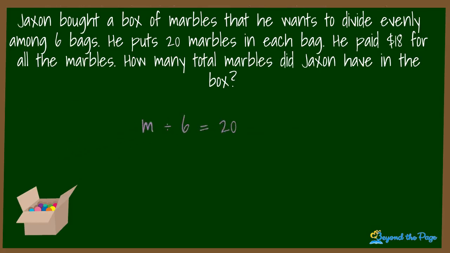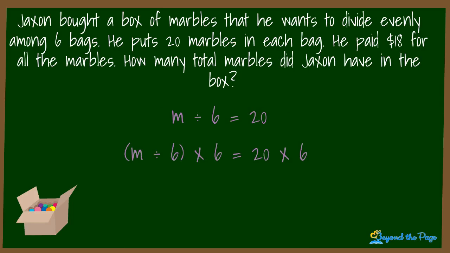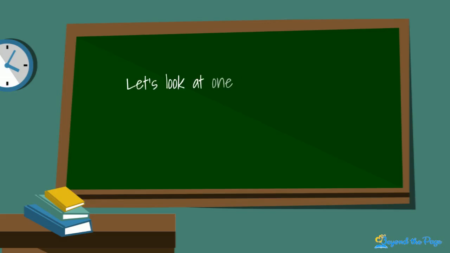Once you have an equation written from the word problem, you can use multiplication to undo division and isolate the variable. To isolate m, multiply both sides by 6. 120 marbles divided evenly into 6 bags would give 20 marbles per bag, so Jackson has 120 marbles. Let's look at one final example.